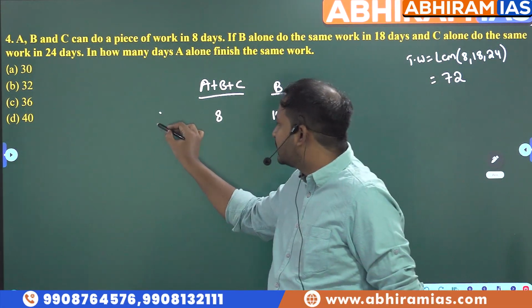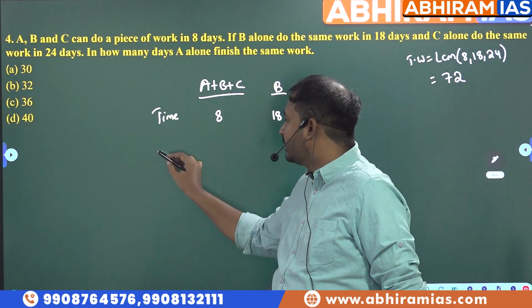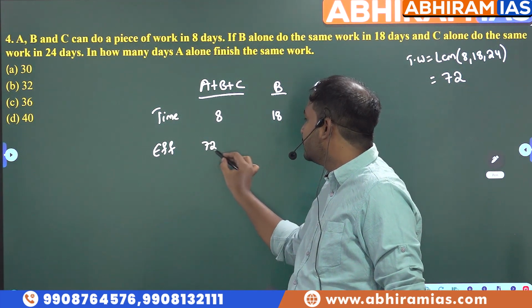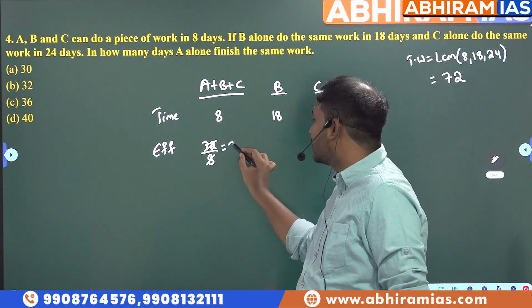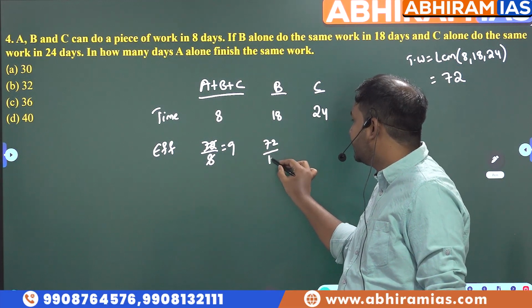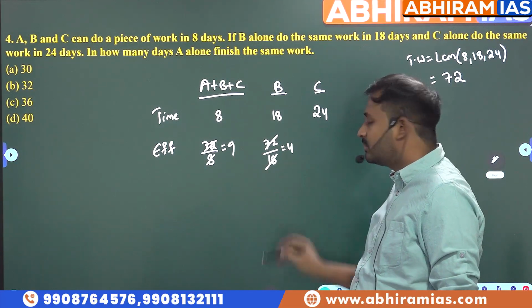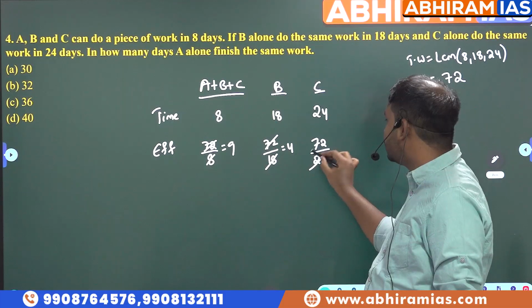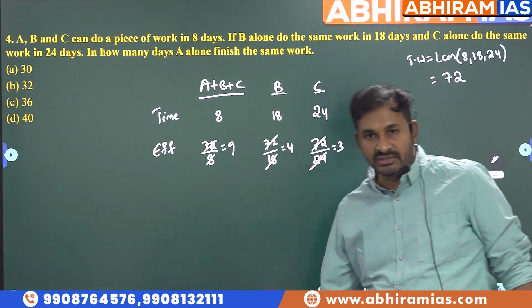Now these are the times taken by A, B and C. Now what about their efficiencies? 72 by 8. So this will become what? 9. 72 by 18. So this becomes 4. And next, 72 by 24. This becomes what? 3.